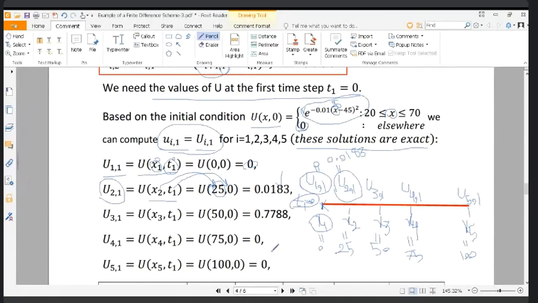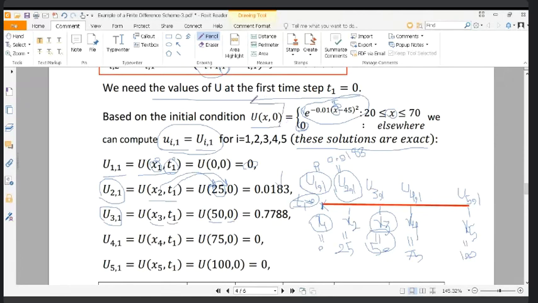Okay. For the next point, x3 is 50, so we compute u3 and 1. We are still at T1. Please pay attention: we are still at T1, we are not going to the next time, we are still in the first time level. u3 and 1 is u of x3 and T1. x3 is 50, and we have u of 50 and 0.